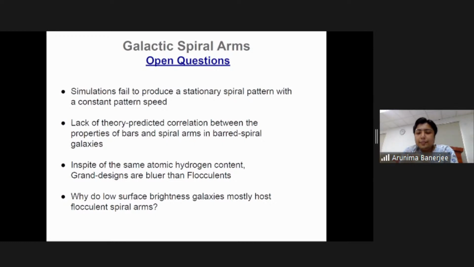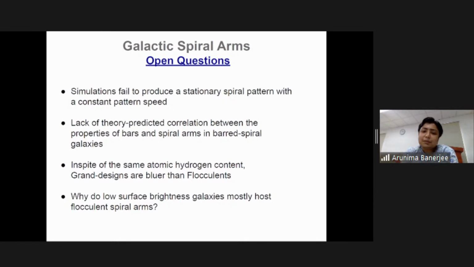Secondly, we were talking about the manifold theory. The theory predicts there should be a correlation between the properties of bars and the spiral arms. As I said, the bar, the central part of the galaxy, is also non-axisymmetric. Its potential also has a quadrupole moment. So it's very natural that it will drive a spiral wave in the galaxy. If that is the case, then the physical properties of the bars should be correlated with the physical properties of the spiral waves. But mostly we don't see that. Then what is the problem?